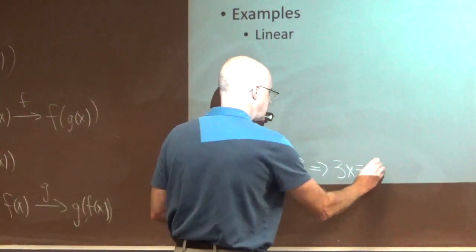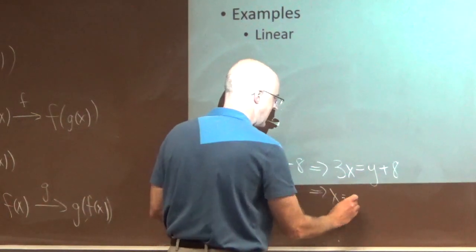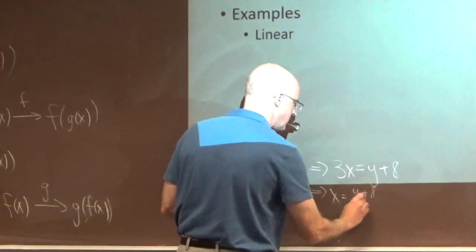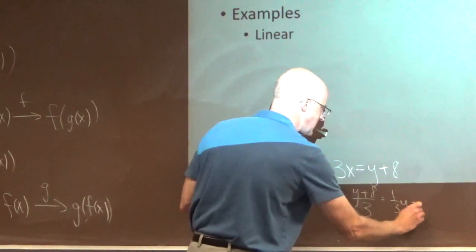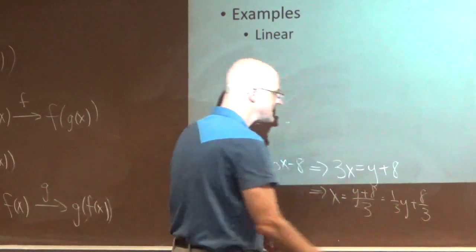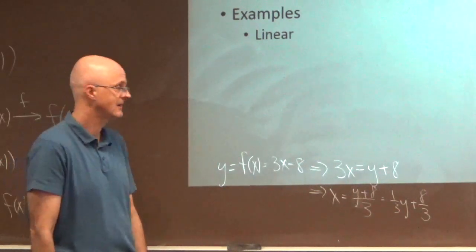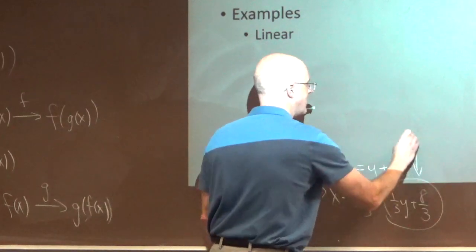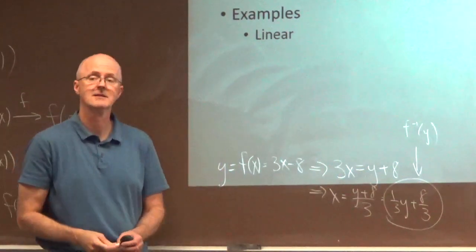If I add 8 to both sides, I get this. If I divide both sides by 3, I get x equals (y plus 8) over 3, or 1/3 y plus 8/3. Technically speaking, you are done. That is the inverse function. You could call this f inverse of y, and that would be fine.